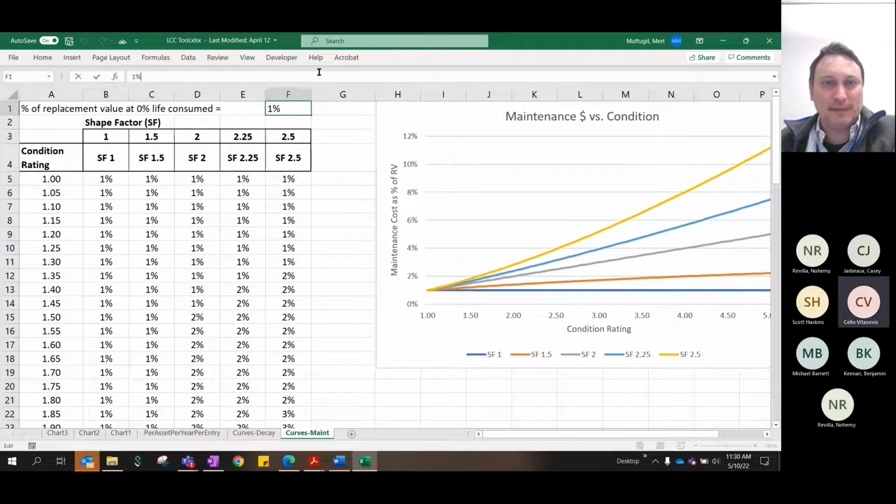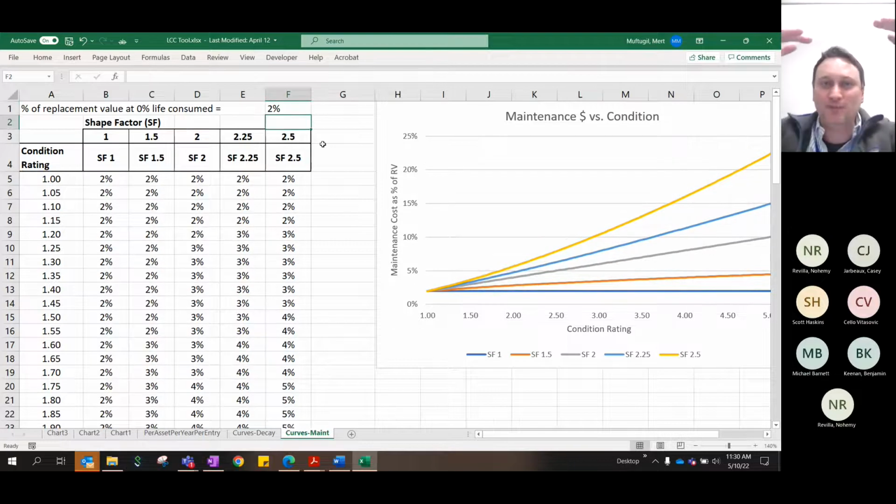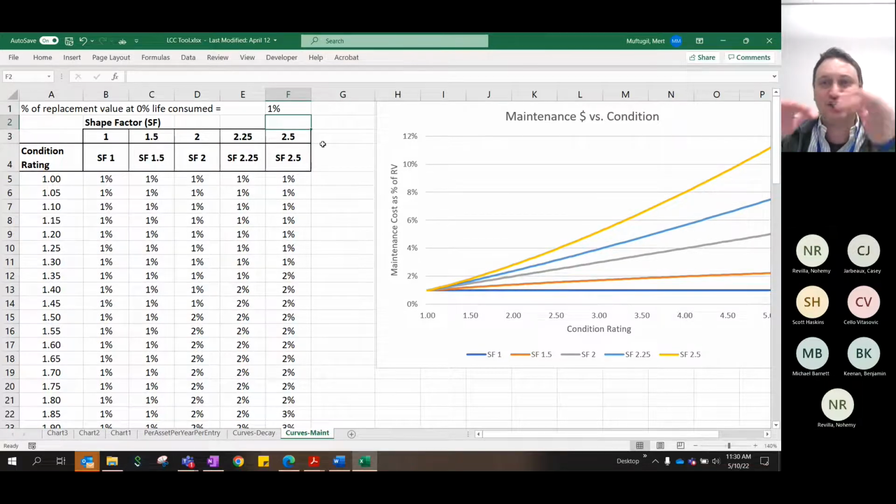This number here is just a baseline, meaning it starts at 1%. You can choose as a utility. If you make this 2%, it would just lift everything up a little bit. I kind of like 1% because I think the shape factors give us enough variation to cover percentages as high as 12%, for example, which we will never hit.